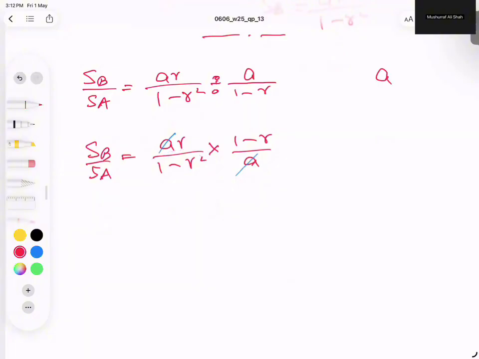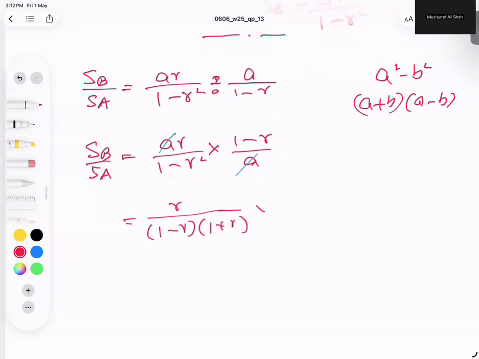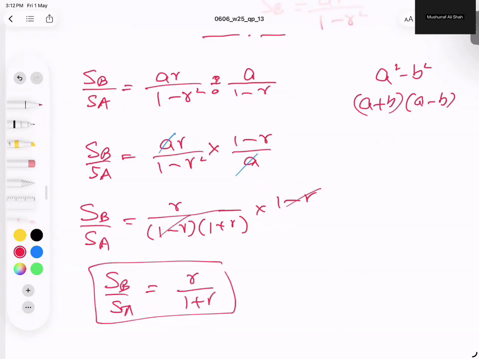Now how can we apply this, students? We know the formula of A squared minus B squared, which is one time plus and one time minus. So this I'm applying now here: R over 1 minus R and 1 plus R, and here 1 minus R. 1 minus R cancels out. If we check it, we get the division of the ratios. SB by SA is coming to R over 1 plus R. And the question is done. I hope the point is very clear.